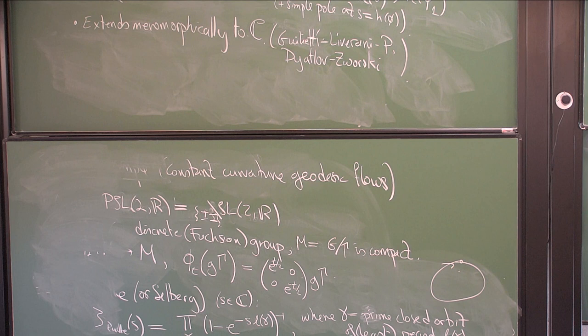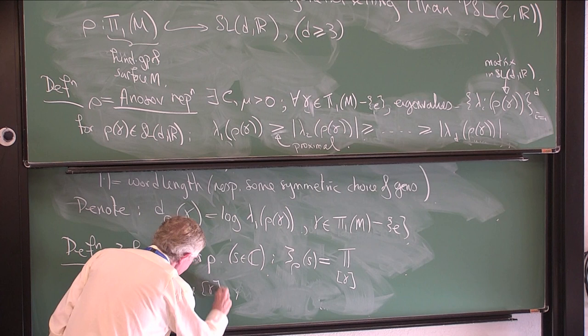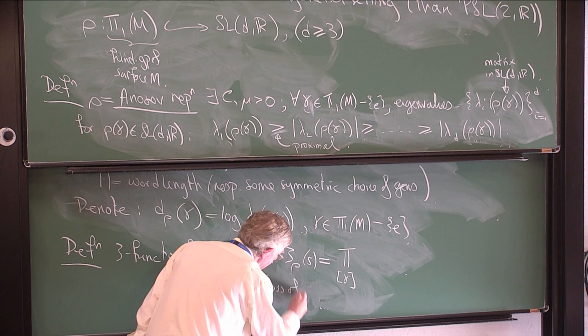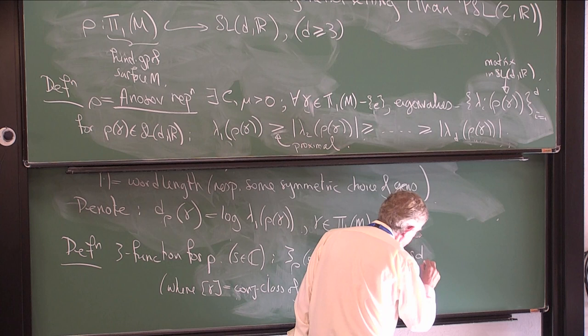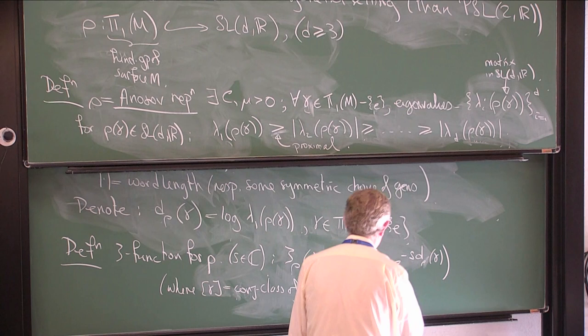And then what I'll do is I'll take a product over something, which will be essentially these elements gamma. No mystery. So here, this is the conjugacy class. And then I write 1 minus e to the minus s, and then instead of the length, I put in this particular guy. So that would be d rho of gamma, like that, and probably the minus 1.